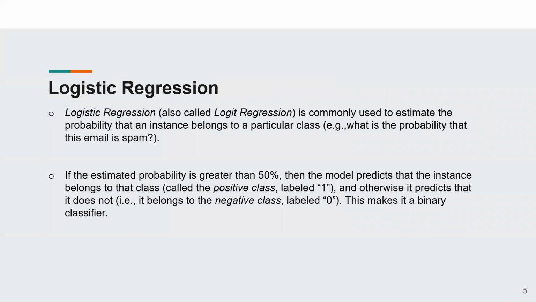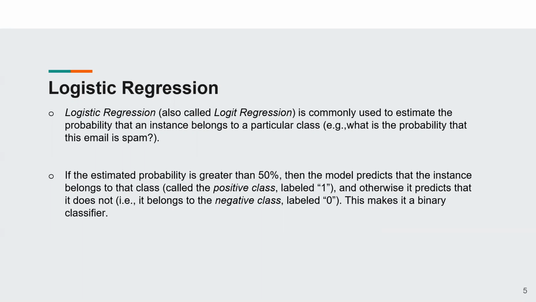So what is logistic regression? It's also called logit regression. It's commonly used to estimate the probability that an instance belongs to a particular class. For example, what is the probability that this email is a spam? What is the probability that this customer is going to purchase this item on Amazon after collecting some other links, that's relevant links related to this item, things in that nature.